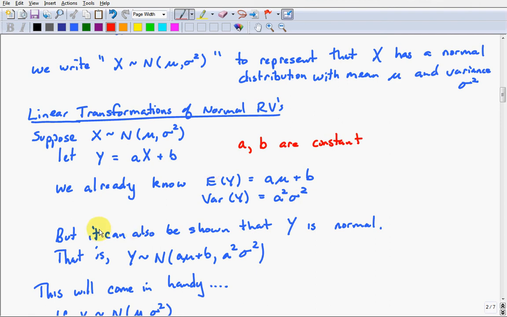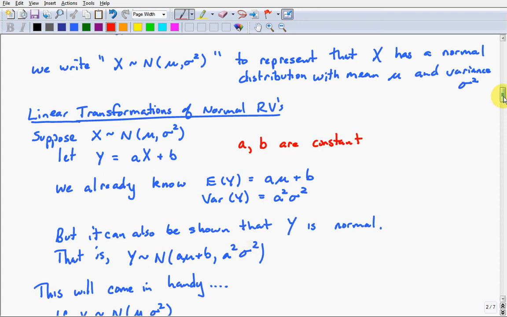It turns out that we can also prove that y is normal as well. So if I take a normal random variable and multiply it by a constant and add another constant, it will still have a normal probability distribution. It may have some different parameters, but it will be the same distribution. So that is, we can say that starting from here, x is normal, mean mu, variance sigma squared. Y is defined as a times x plus b. That means that y will also be normal with mean a mu plus b and variance a squared sigma squared.